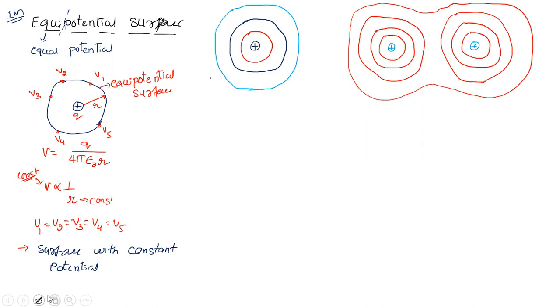Now we go for some of the properties of equipotential surfaces. Let's say the first property. If I draw the electric field lines for this positive charge, they will be in this direction. At any point, look at the angle between the electric field lines and the equipotential surface. How much is it, students? 90 degrees. So can I say that the electric field direction is always perpendicular to the equipotential surface?